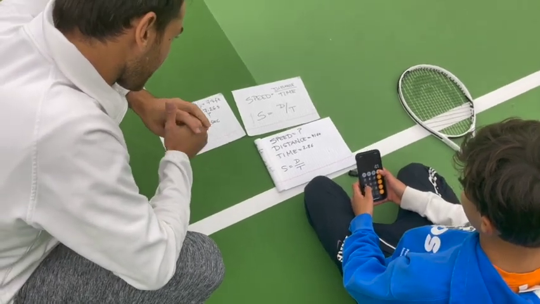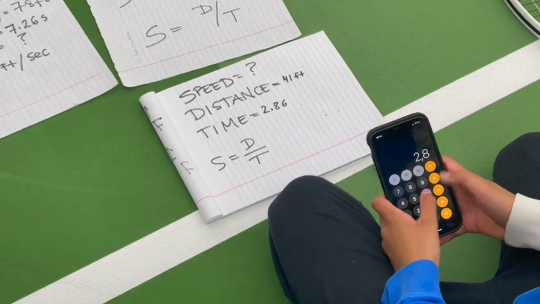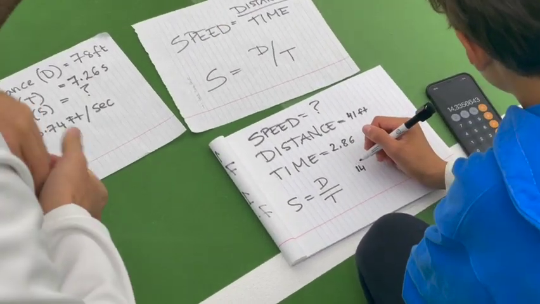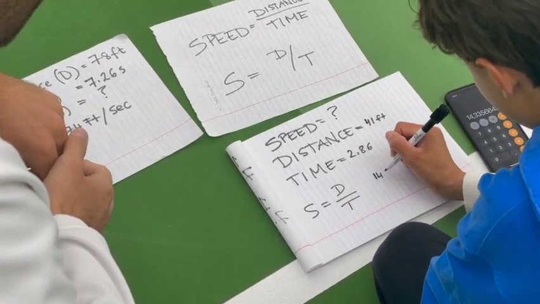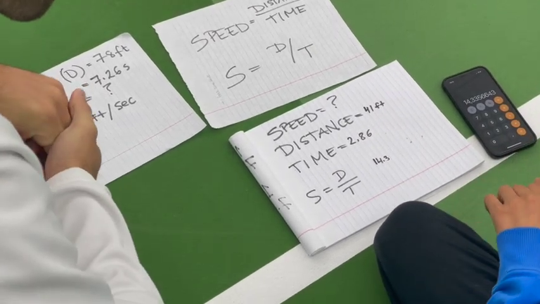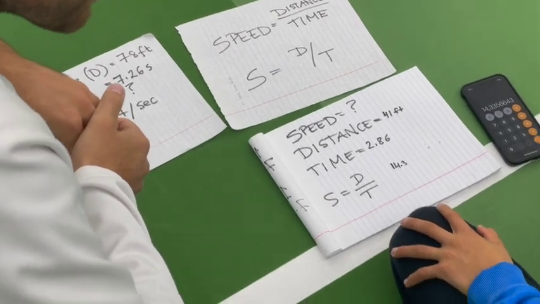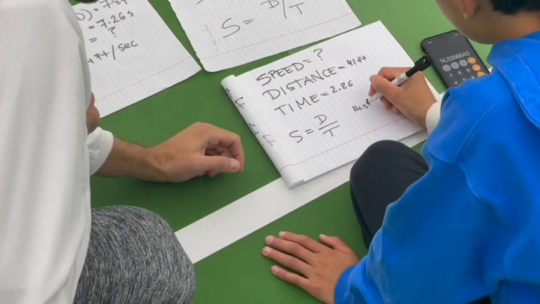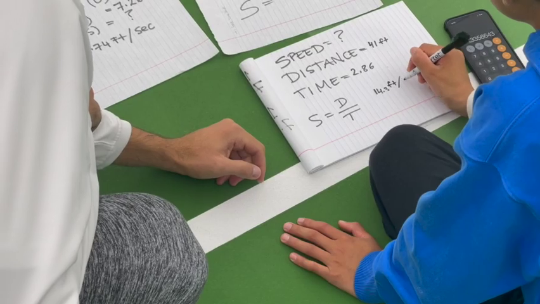41 divided by 2.86. You want to round up that decimal? 14.3 is perfect. So you're running 14 feet per second. That's a lot of distance per second. That's fast. So let's do feet divided by second. Perfect.